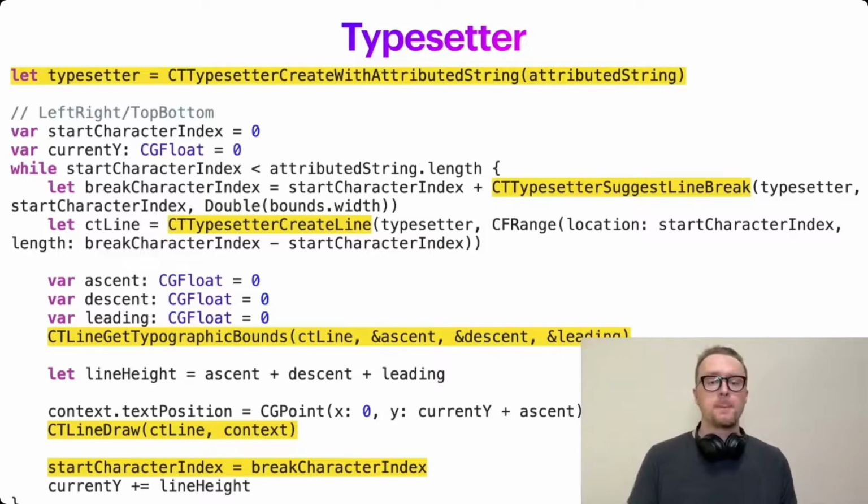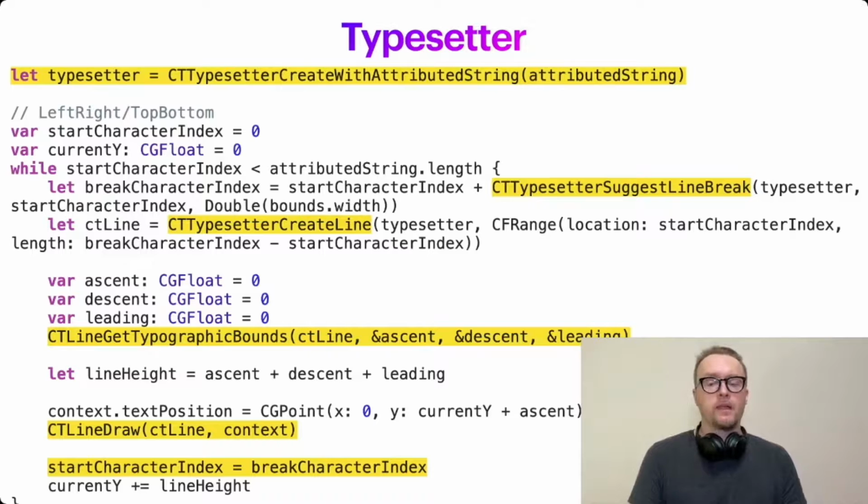So I say, okay, typesetter, I have this width, I have this point where I would like to break the line. What do you think? Give me at which character it will be. So it gives me the character index.